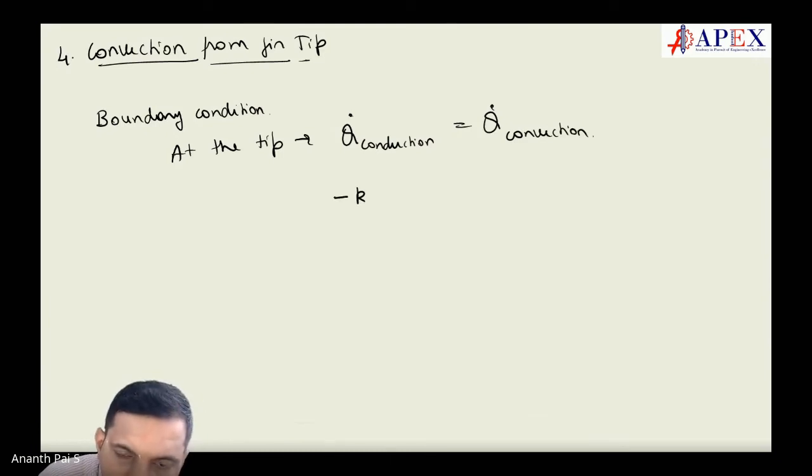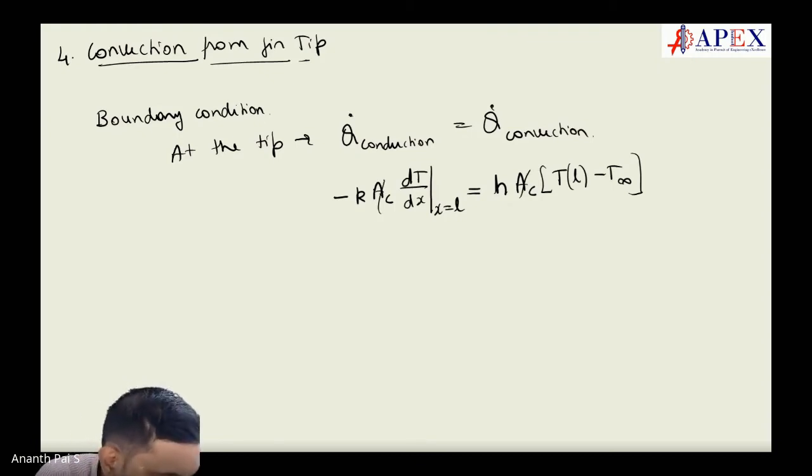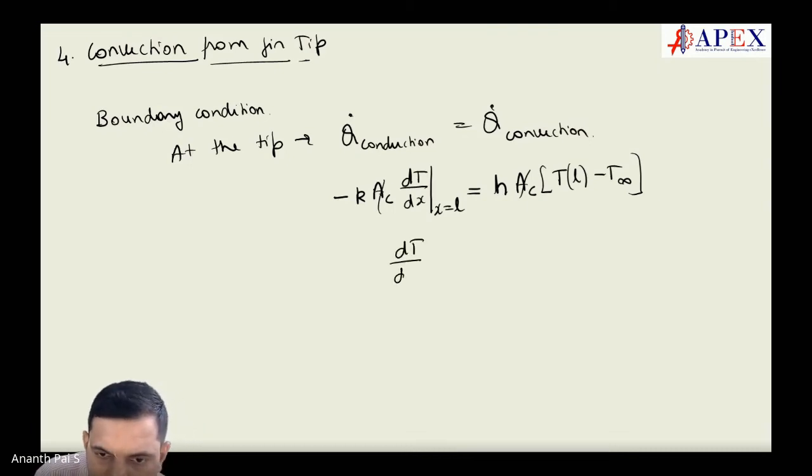Minus k A_c dT/dx at x = L is equal to h A_c (T(L) minus T infinity). What happens? A_c cancels. And what you get is dT/dx at x = L is equal to minus h/k times (T(L) minus T infinity).